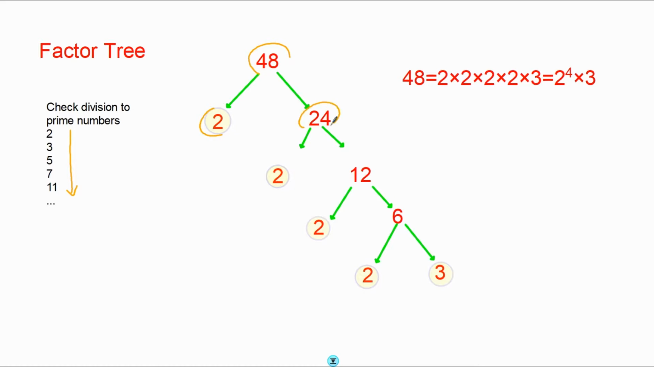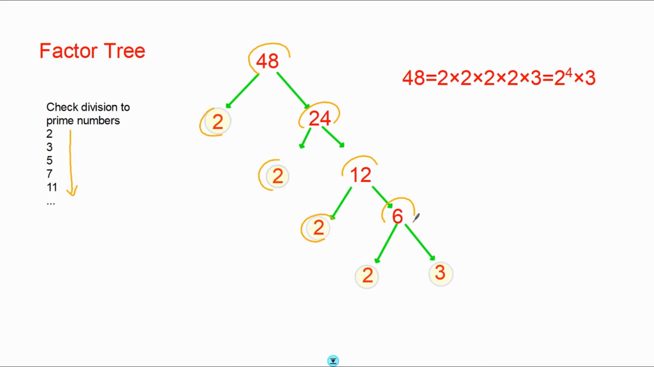24, the first prime number is 2. Is it divisible by 2? Yes. So that would be 2 times 12. 12, again, the first prime number is 2, divisible by 2. Is it divisible? Yes. So that would be divided by 2. That would give us 6.